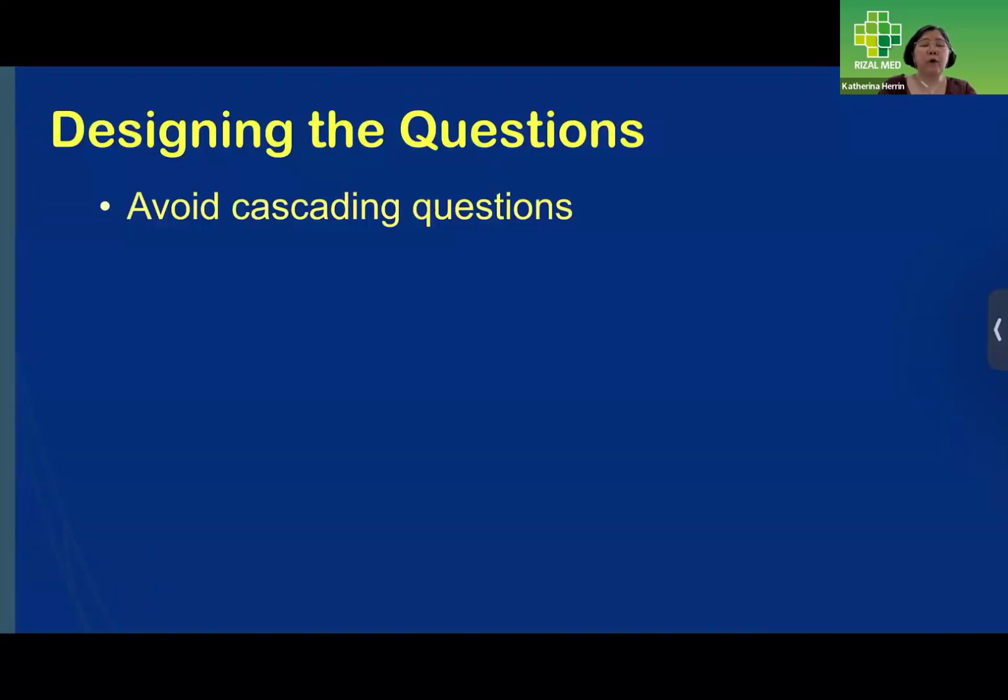We also avoid cascading questions wherein the answer to the second question depends on the answer of the first question. When the examinee answers the first question incorrectly, then the second question will obviously be wrong already. You didn't even give the chance for the examinee to answer the second question correctly. You already doomed the examinee to surely get one wrong answer in the exam.